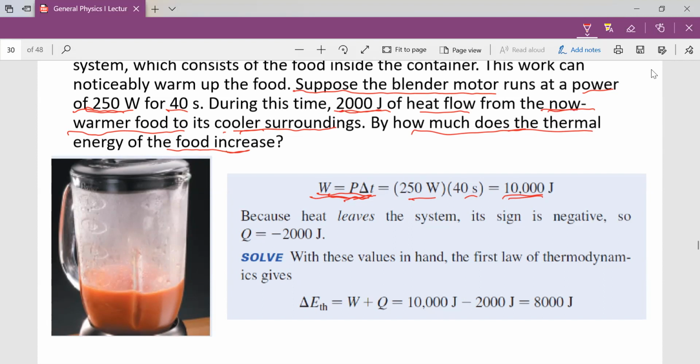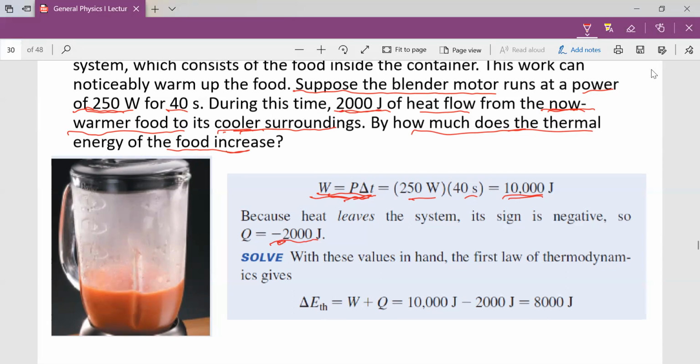Now they put the statement which brought in the negative sign. Remember we said when the system is gaining, it's positive. When it's giving out, it's negative. So the system, which is the now warmed food, is the one interacting with the cooler environment, so it's giving out. And hence that 2,000 is negative. Okay, so you cannot just plug in the data.